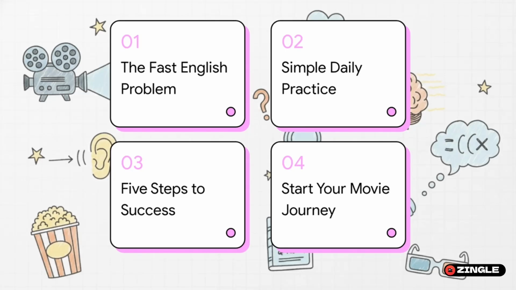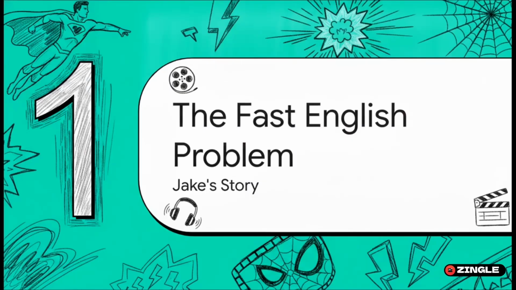Here is our step-by-step roadmap to eliminate that frustration. First up, the fast English problem. Next, a simple daily practice. Then, we'll cover our 5 steps to success. And finally, how to start your movie journey. Section 1, the fast English problem.